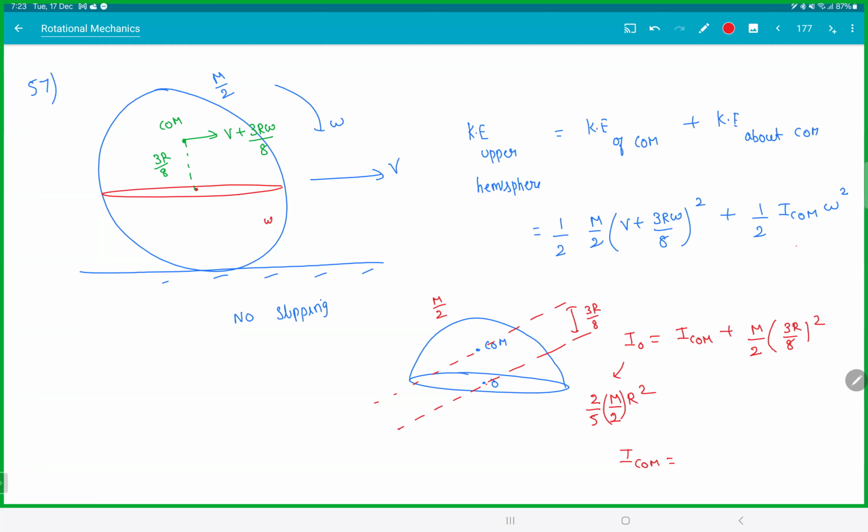Clear with this? It's a good one. If you see, it looks easy to calculate, right? But once you have to find I_COM, again, it goes mad. It does become lengthy. The idea is that if you want it only for a part of the thing, you do this thing. Next one.